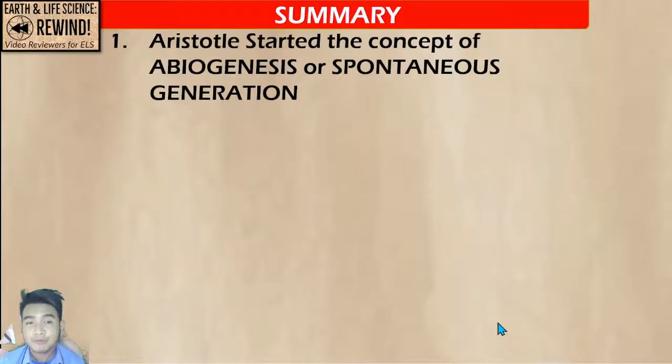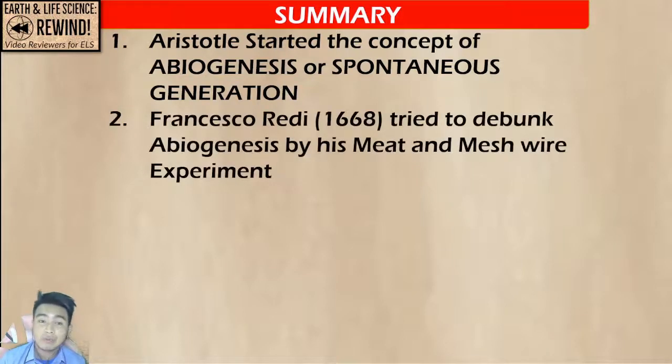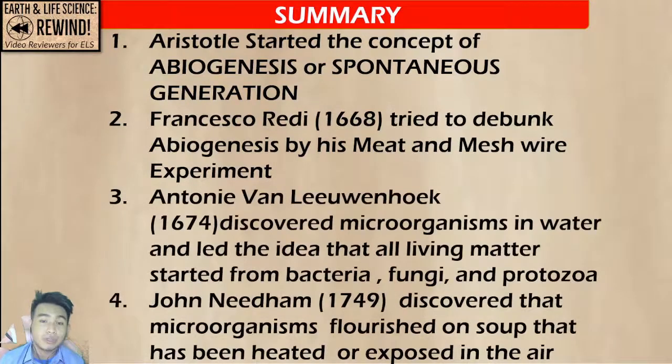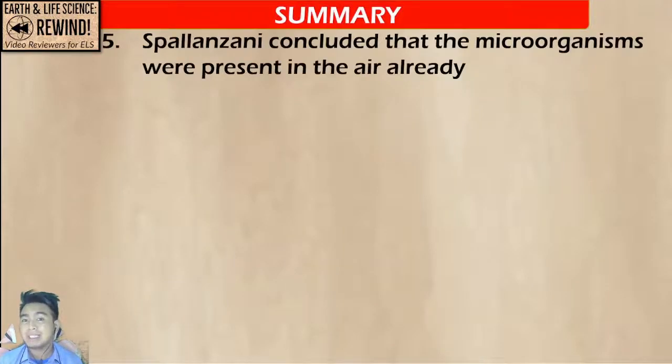So to summarize our video reviewer for today, it started with Aristotle and his concept of spontaneous generation, wherein life came from no life. Redi tried to debunk the spontaneous generation theory by his meat and mesh wire experiment. Antony van Leeuwenhoek discovered microorganisms in water using his self-made microscope and led the idea that all living matter started from bacteria, fungi, and protozoa. John Needham discovered that microorganisms flourished on soup that had been heated or exposed to the air, later debunked by Spallanzani, who concluded that microorganisms were present in the air already.